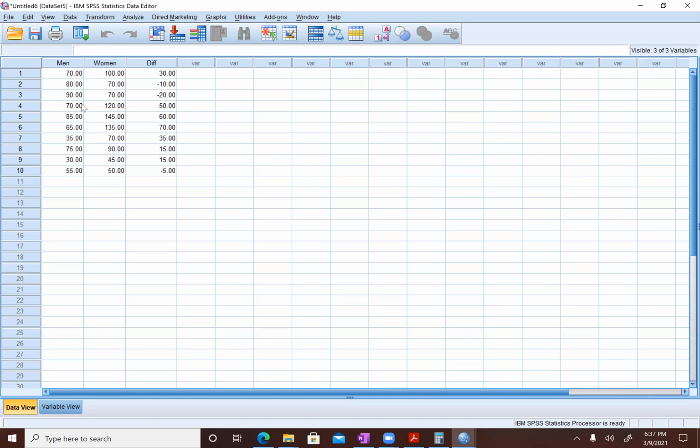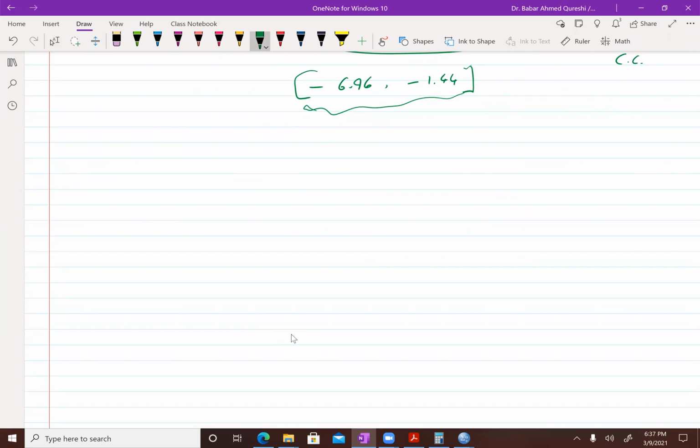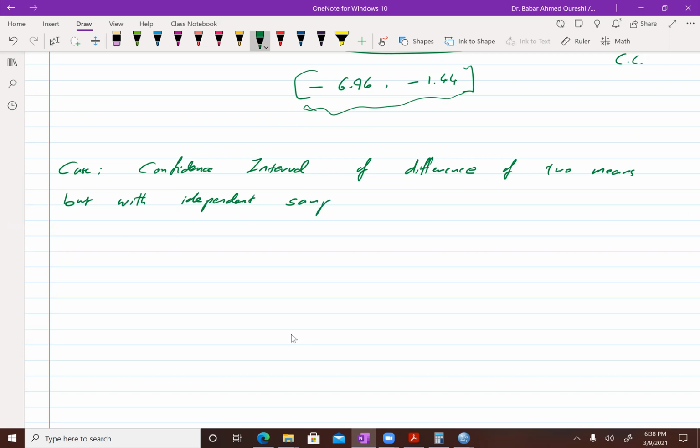So what to do in that case? That's our next topic. So I can say that what to do if you want to put a confidence interval of difference of two means, still we are interested in the same question: the difference of the means of the two populations. Confidence interval of difference of two means, but with independent samples from the two populations.